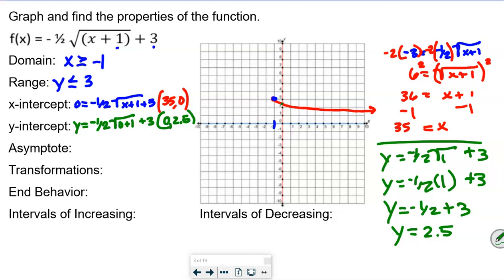Okay? So our asymptote, we don't have an asymptote when we have square roots, so we're going to say not applicable or none. Now transformations, that's what we talked about before. So we're looking at this number right here. So because it's negative, it's a reflection over the x-axis. The 1/2 itself tells us it's a vertical compression by 1/2.